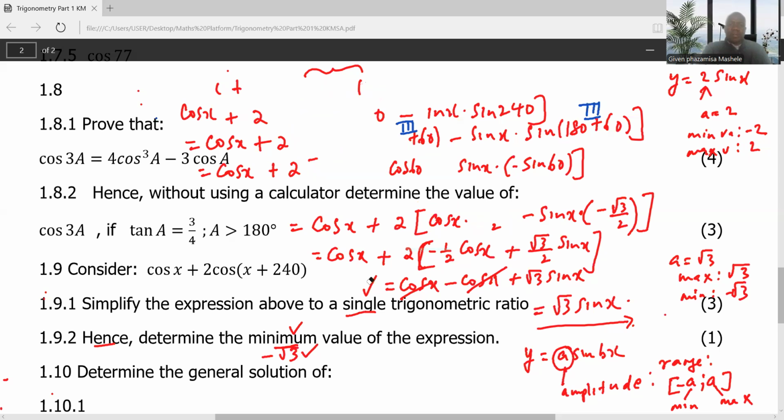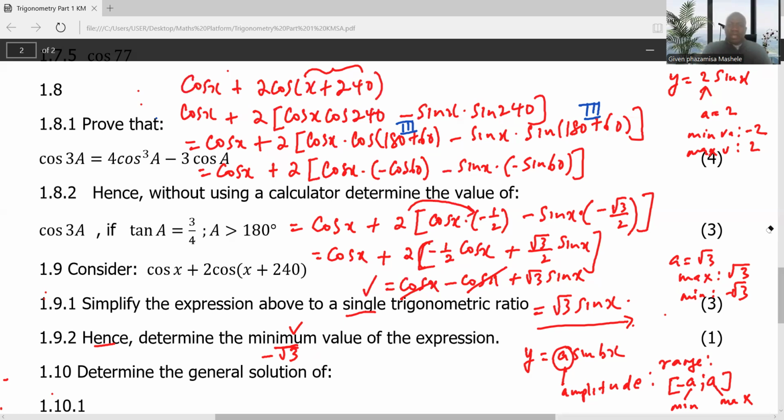Yes. So you can go through the questions on your own. Okay, I apologize, let me not erase this. So you can go through the questions on your own, and where you don't understand, kindly reach out to me. So now, we already know that the minimum value is negative root 3. You need to make sure that you go through the paper on your own.